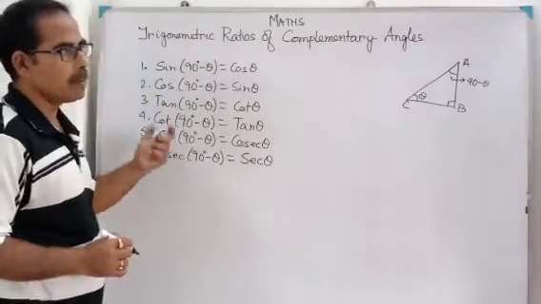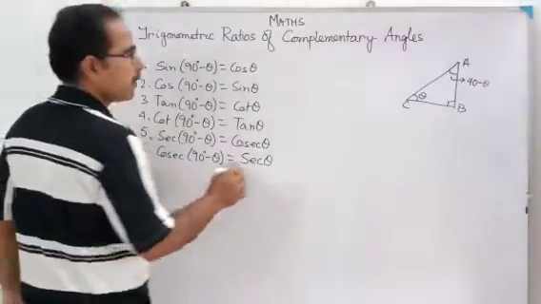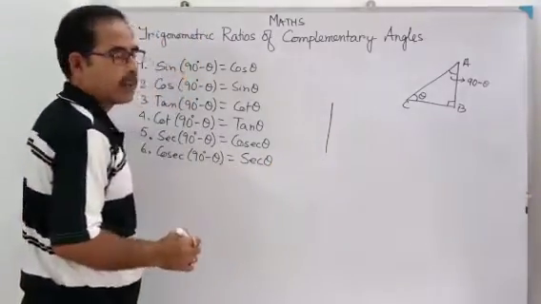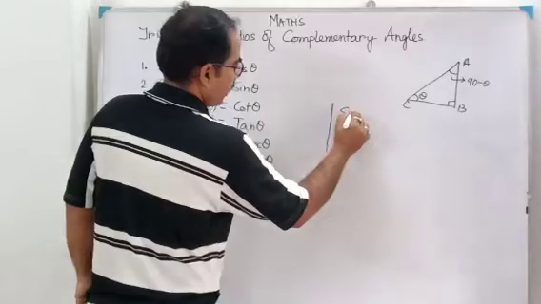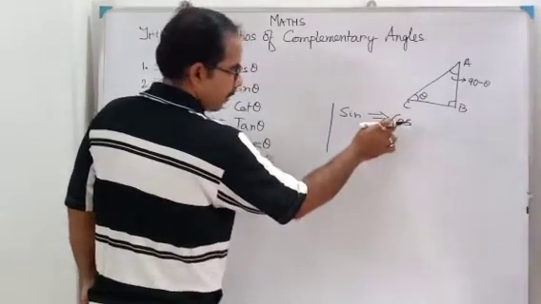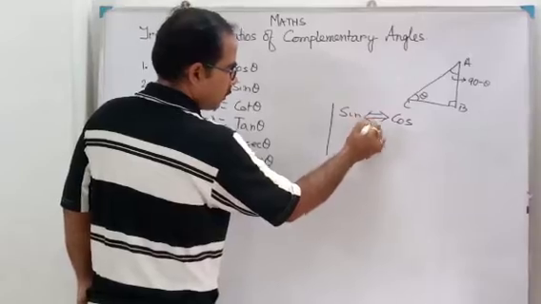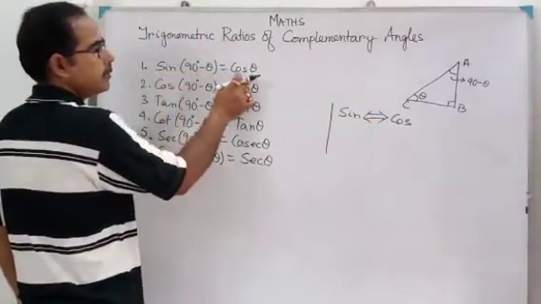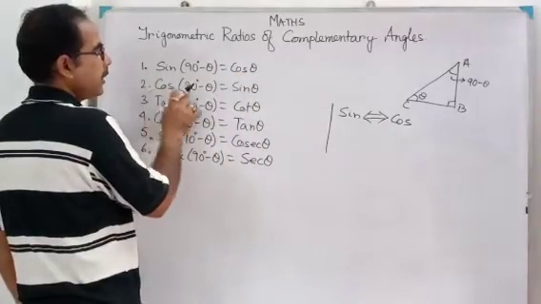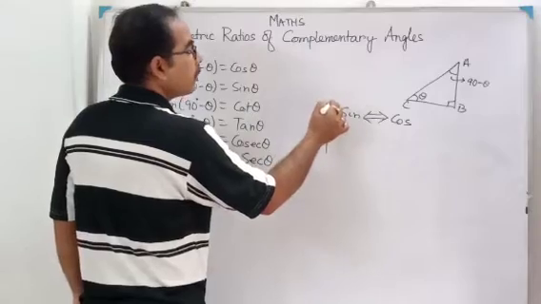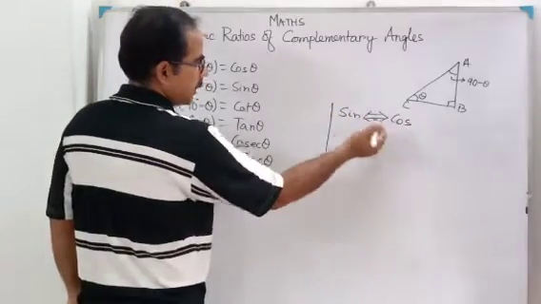So how to remember these things? Look here, one very easy format I am just writing over here for you. Whenever sine is there, that will convert to cos, and whenever cos is there, that will convert to sine. Look here, sin 90 minus theta gives you cos theta. In a similar way, cos 90 minus theta gives you sin theta. That means whenever sine is there, it will convert to cos, and when cos is there, sine.